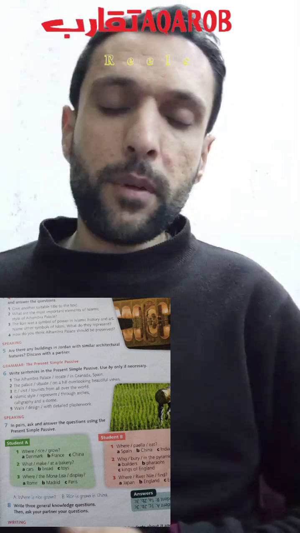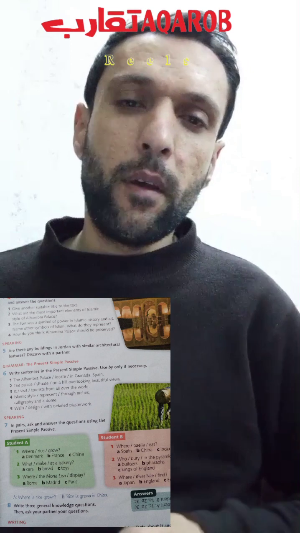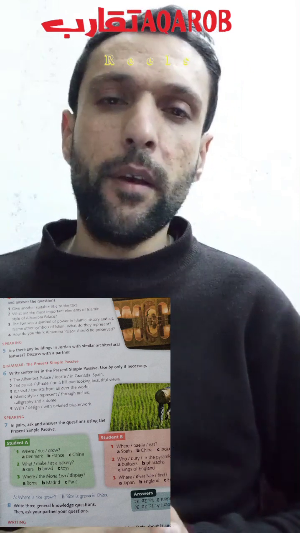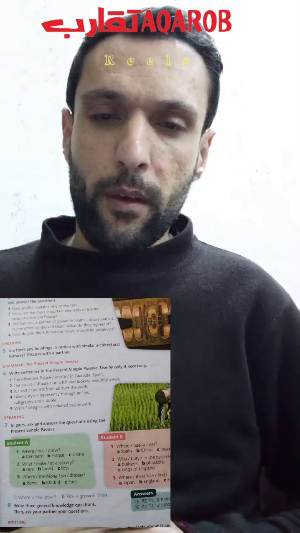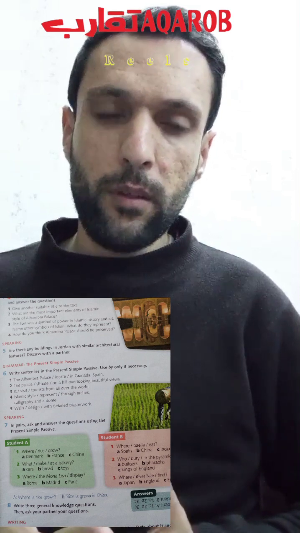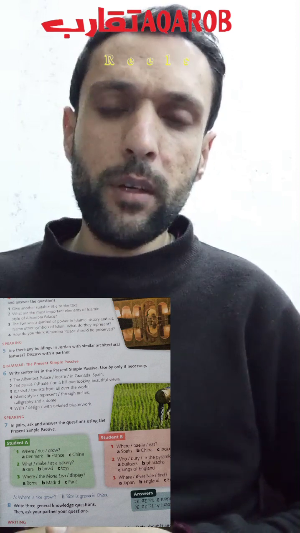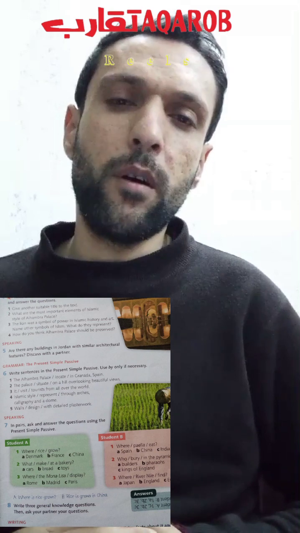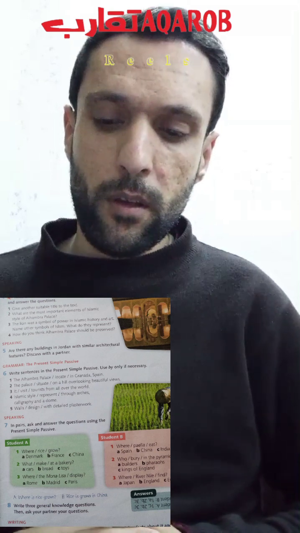We also use the present simple passive to describe a process, where again we don't know the agent, the doer of the action, the subject, or we are not interested in who carries out the process.